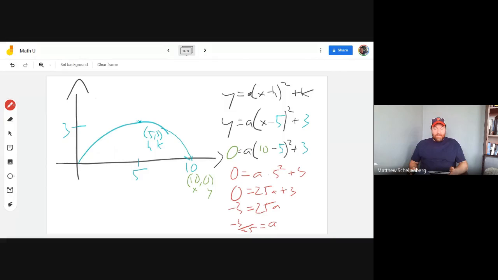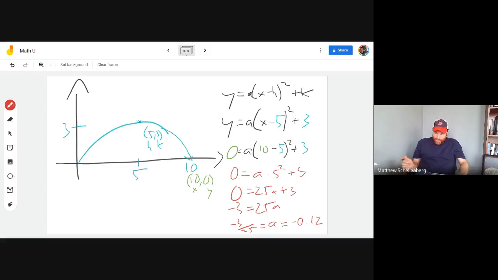If you want it in decimal form, it's nice and convenient. It's actually negative 0.12, because I just multiplied top and bottom by 4. And so I get minus 12 over 100, so that's minus 0.12.